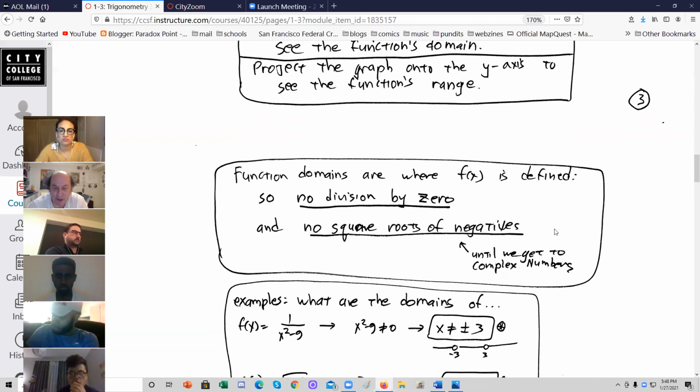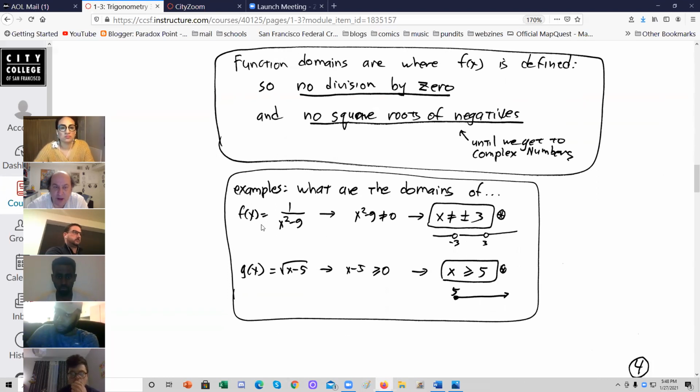So for example, here's the function 1 over x squared minus 9. For its domain, we have to have the denominator, x squared minus 9, not equal to 0. And that corresponds to x not equal to plus or minus 3. So it's every point on the line except these two, 3 and minus 3.